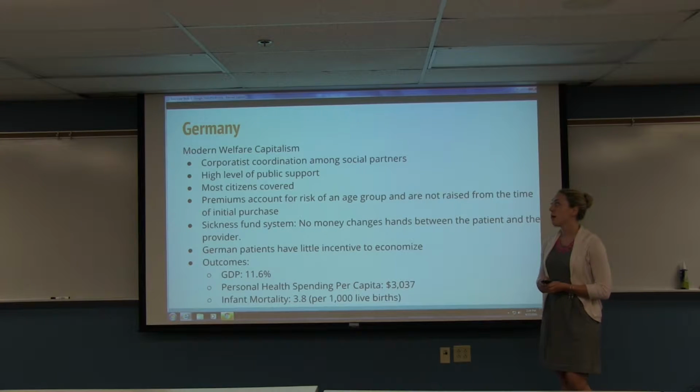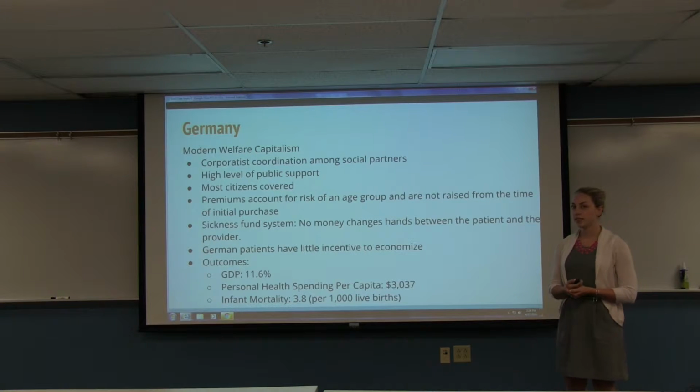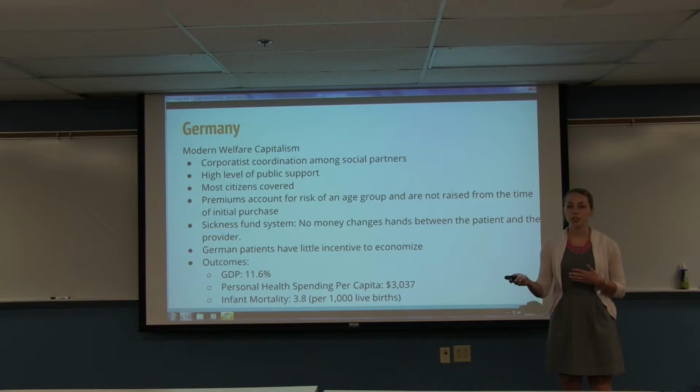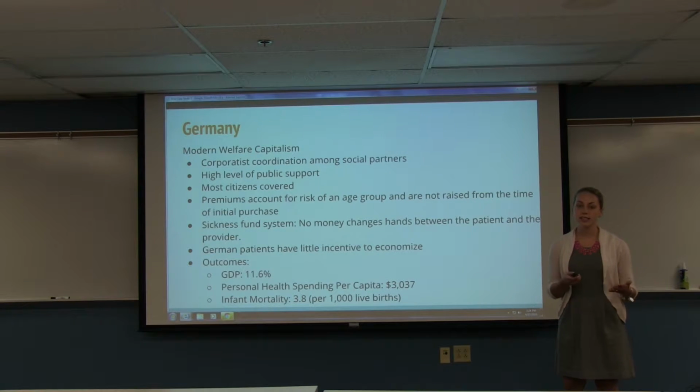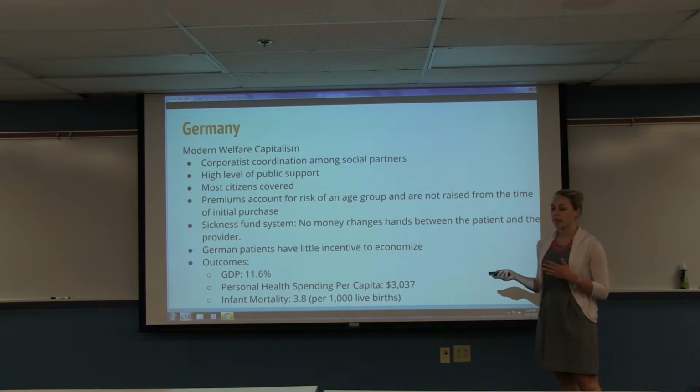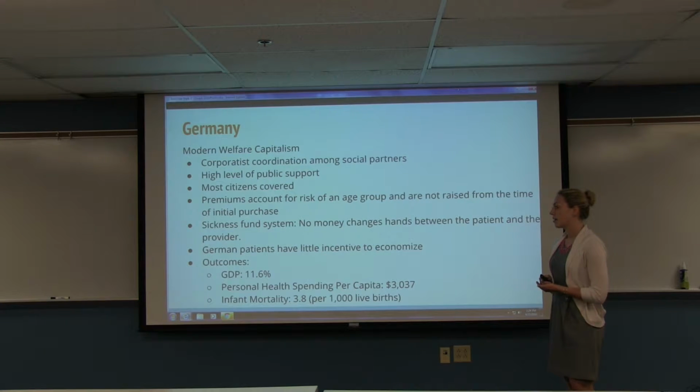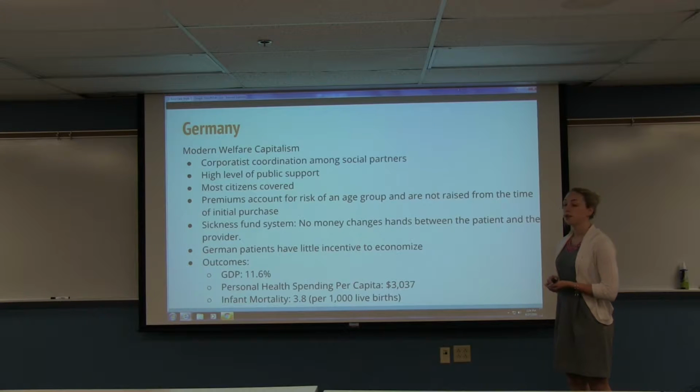Comparing this to Germany's system, Germany can be considered a modern welfare capitalist society where there's corporatist coordination among social partners and a high level of public support, and most Germans are covered by the system. As talked about in the paper, they set up a sickness fund system where no money changes hands between the patient and the provider. This has its benefits and weaknesses. One weakness is that because Germans aren't actually the ones paying for their health care, they may overutilize the system, or have little incentive to try to save the system money. The outcomes are better than the United States. Their healthcare system represents a little over 11.5% of the GDP. Personal health spending per capita is a little over $3,000, and infant mortality is way lower at 3.8.